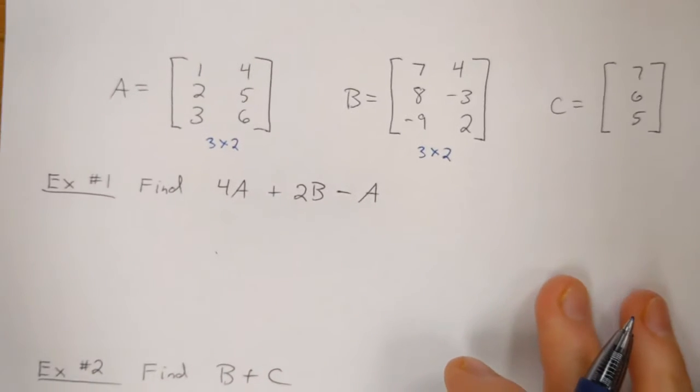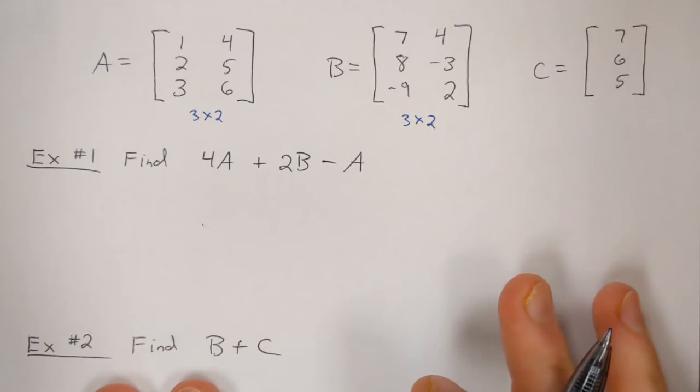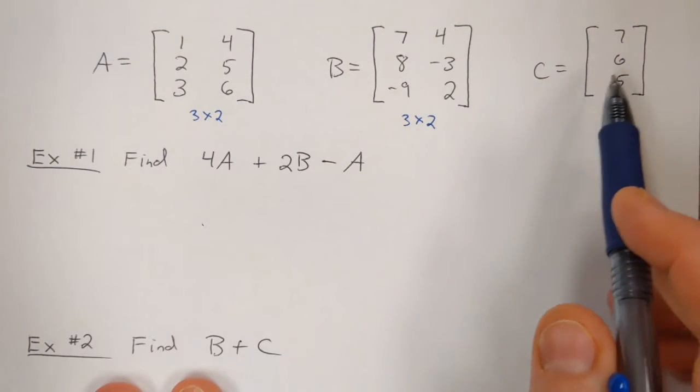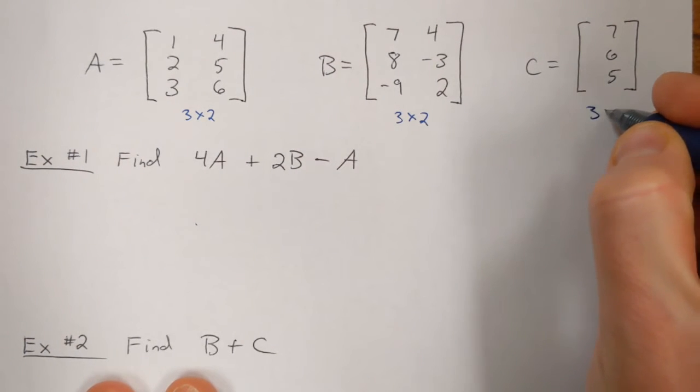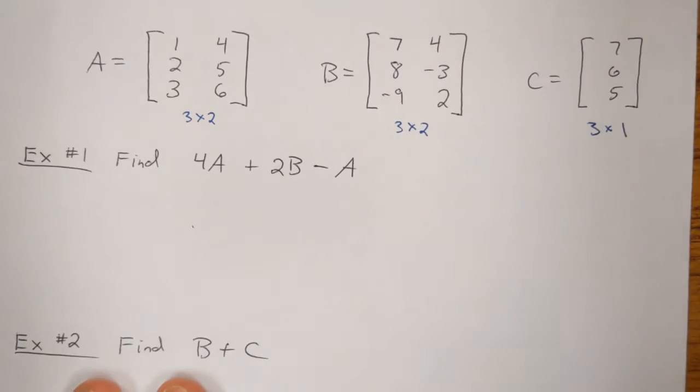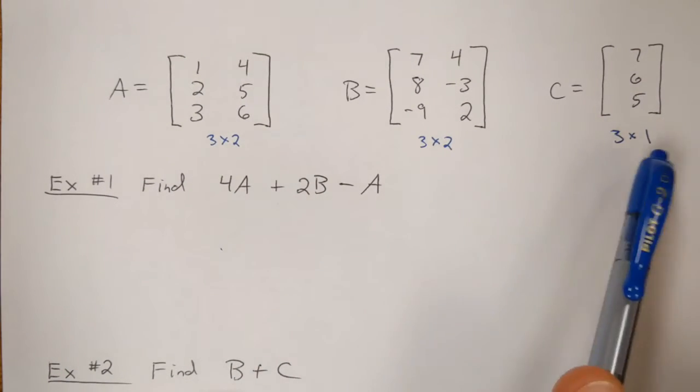Now this last one, you can actually have a matrix that only has 1 row or 1 column. This particular matrix has 3 different rows, but only 1 column. Now remember, it's rows before columns, so that would be called a 3 by 1.